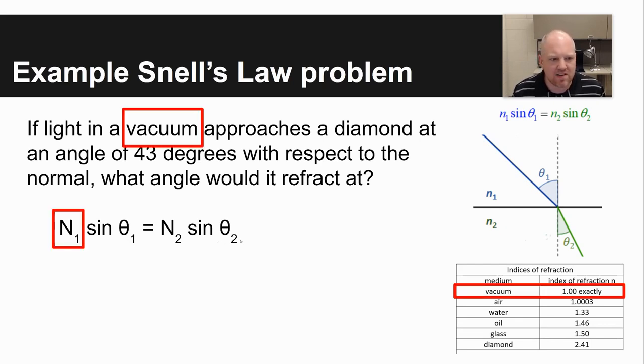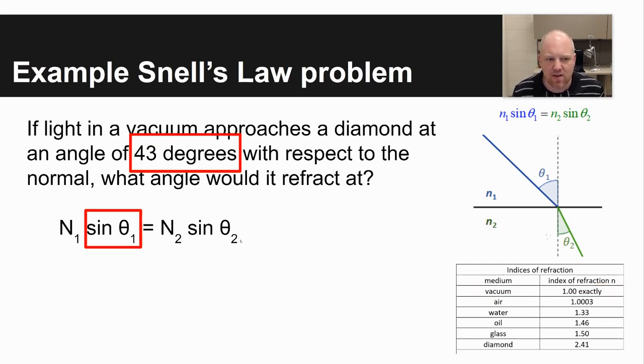N1 is basically the speed of light in a vacuum. The index of refraction in the table at the bottom right for a vacuum is 1.00 exactly. Light travels fastest when it's not bumping into different things, so when there's a vacuum, there are no particles it's running into. You never need to memorize these indices of refraction shown in this chart. You just need to look them up. Google them if you need to.